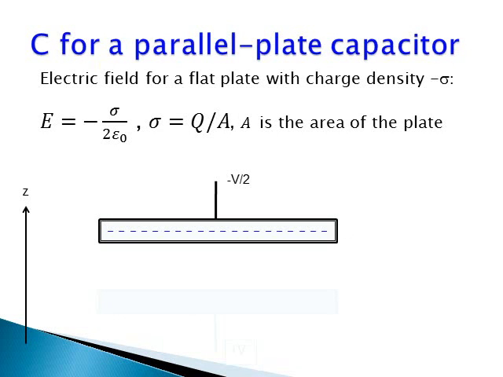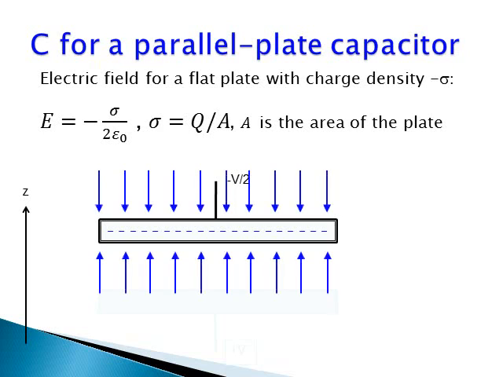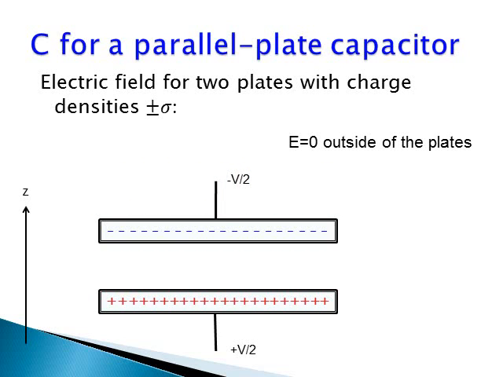If I take the negatively charged plate with the negative charge density minus sigma, E in this case is equal to minus sigma over 2 epsilon naught. The field goes into the plate, as opposed to the case of the positively charged plate where the field goes out of the plate. Now I would like to take both plates and put them side by side.